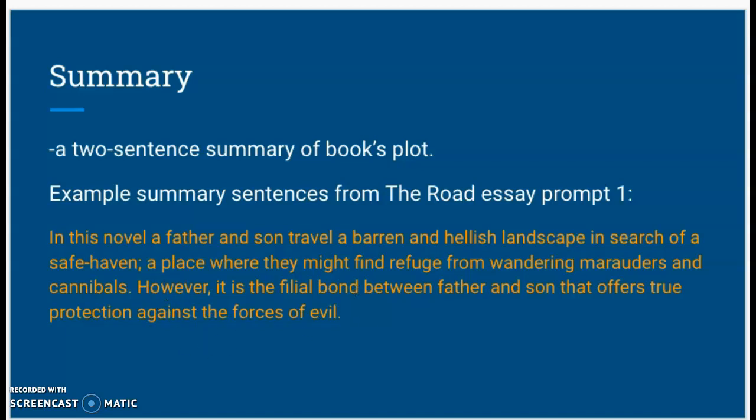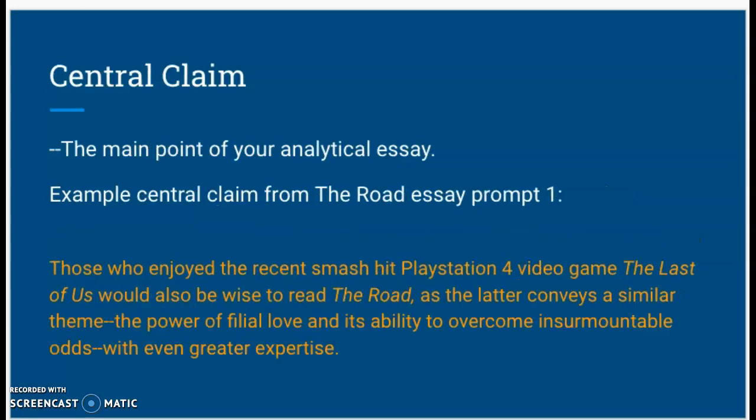Now that I've given my summary, I give my central claim. Again, the central claim is a debatable point, a point that two reasonable people should be able to argue for or against. It's not some outlandish thing or something that's blatantly obvious. Since this is a compare and contrast essay, my central claim needs to state the two pieces of media that I will be comparing and which piece of media I find better or more favorable.